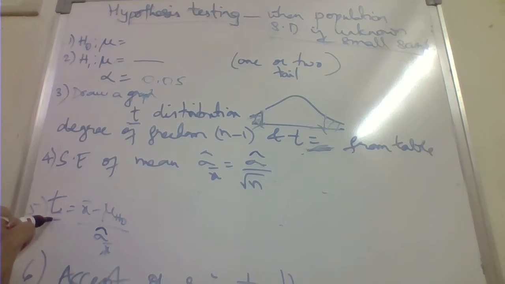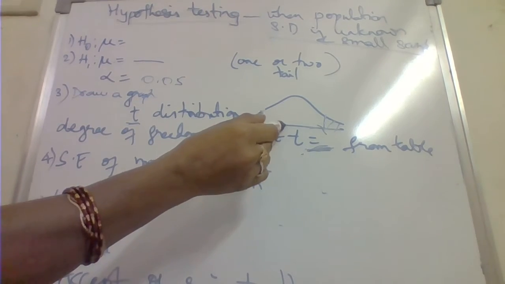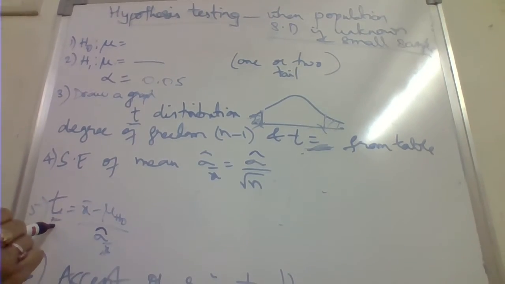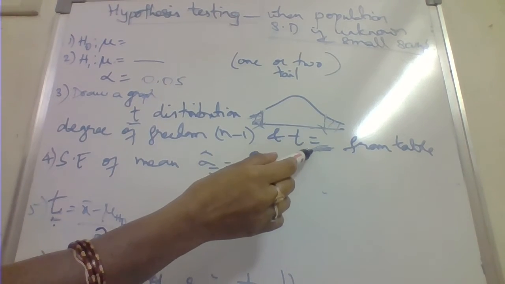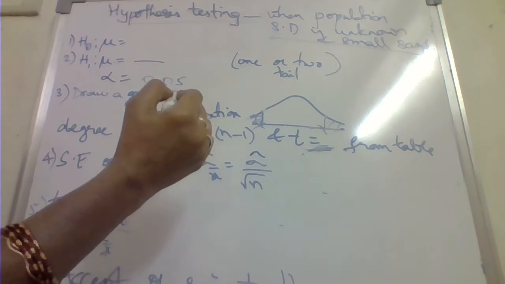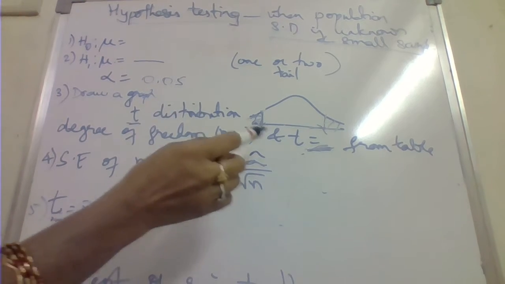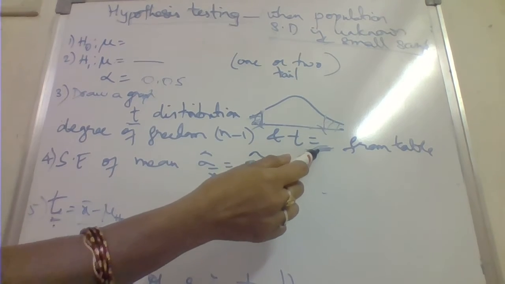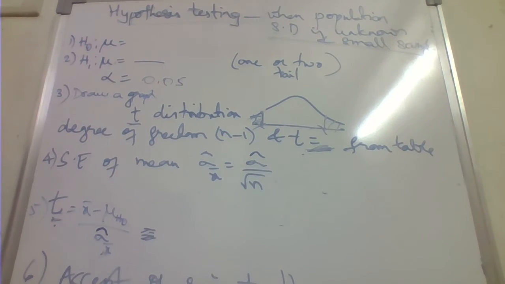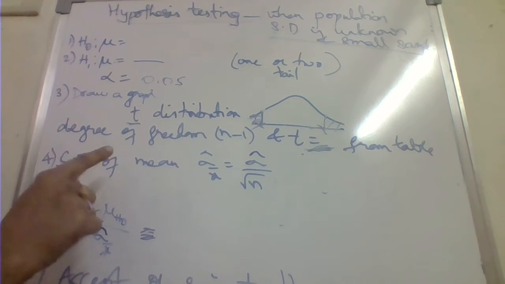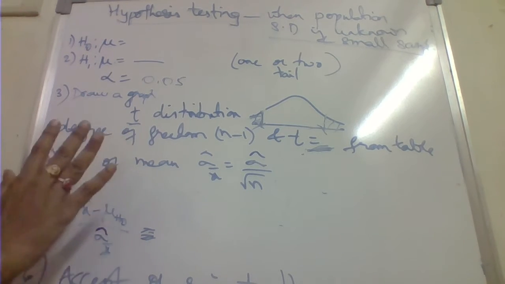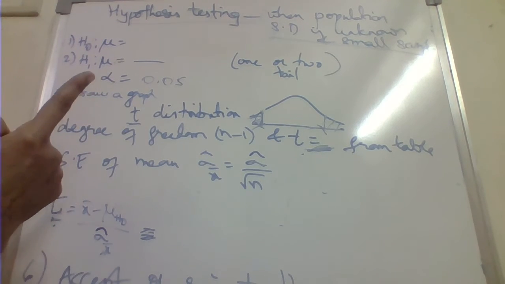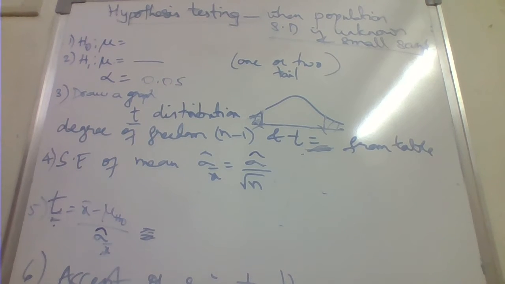If this value is less, it is in the acceptance region. If this t value, whatever you find, is greater than the t value from the table, then it goes into the rejection region. You reject the null hypothesis. So based on this t value, compare it with the value of t in the table and accept or reject the null hypothesis. So this is the procedure of hypothesis testing using t distribution, that is, whenever you have sample less than or equal to 30 and when population standard deviation is unknown. So this is the method.